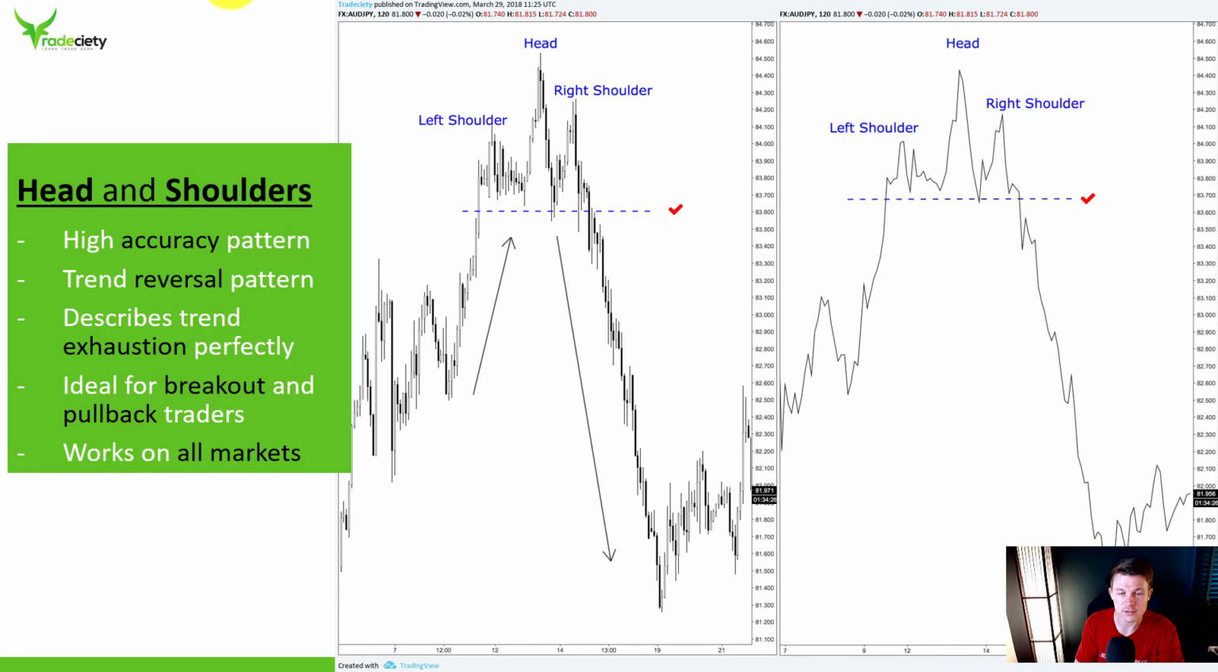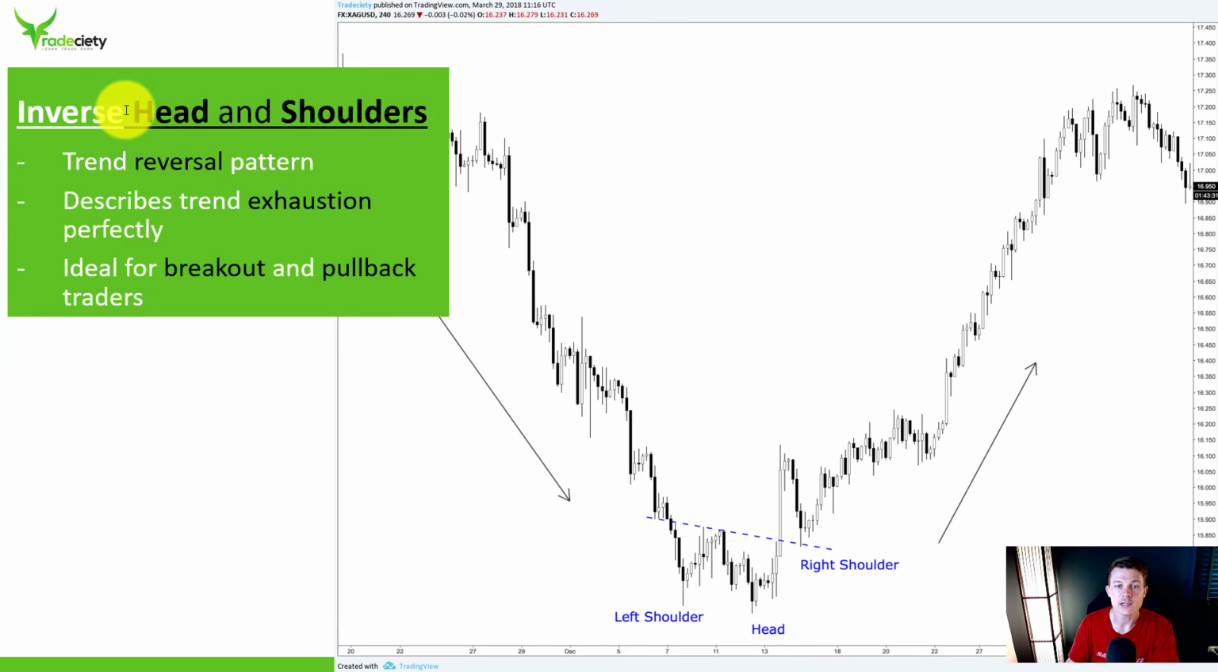And don't get discouraged if it doesn't make sense in the beginning. Just play around with it, study different head and shoulders, different chart patterns, and then your eyes and your mind will get trained to this pattern recognition skill. And obviously we can also flip this around. So instead of a head and shoulders in an uptrend, we can also look at an inverse head and shoulders in a downtrend.